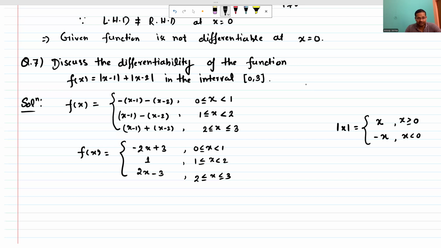But in the critical point, at the end points 0 and 3, there's no need to check, since it's not differentiable there. So we have to check at the points x = 1 and x = 2, to see whether the function is differentiable or not. Sorry, first we check at 1.